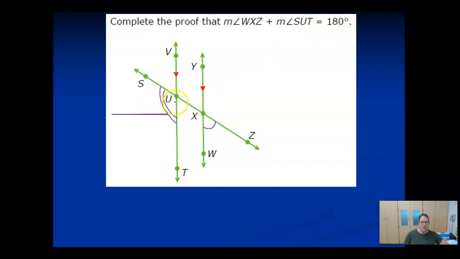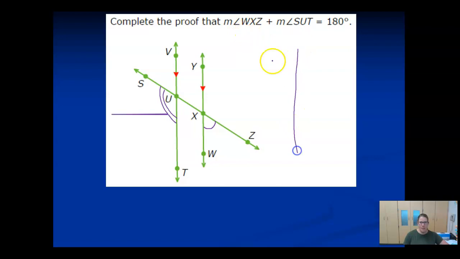Now this is not one of our angle pairs, right? These are on the same side of the transversal and on the outside. So this is not one of our theorems. So we need to relate some of these angles to other angles so that we can get there. So there is no given information up here in my heading, but if I look at this diagram, I do see a bit of given information, and that's because of these little red arrows right here. Remember, those arrows tell me that this line VT is parallel to this line YW.